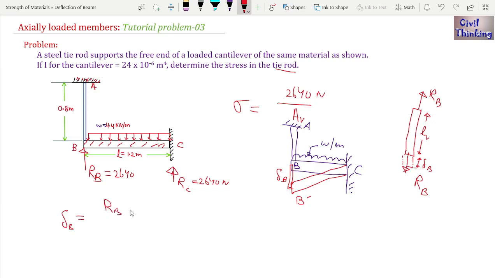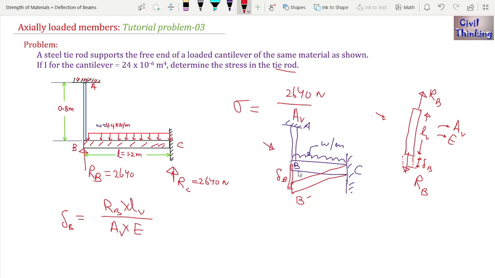Look at this diagram. Delta B is equal to the axial load multiplied by the length LV, upon the cross-sectional area. Remember I told you the cross-sectional area is AV, and multiplied by the Young's modulus E of this member. Now this is the elongation of this tie member, but this elongation is also equal to the deflection, as it is very clear from this diagram.